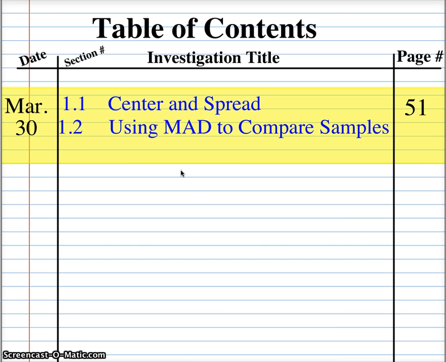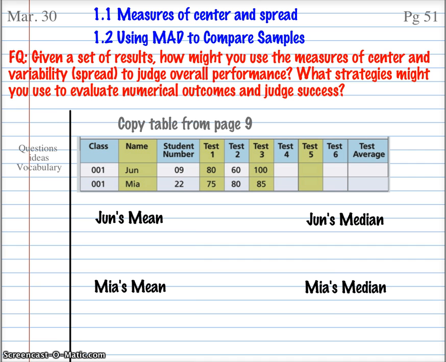So 1.1 and 1.2, using center and spread, and using MAD to compare samples. I believe we're on page 51. I'm not quite sure, but I'm pretty sure we're on 51. Okay, so I'll post your textbook online so you can see what I'm talking about. I might flip to it throughout the video, but if you want to see copies of your textbook, you can download them from the Google Classroom and take a look.